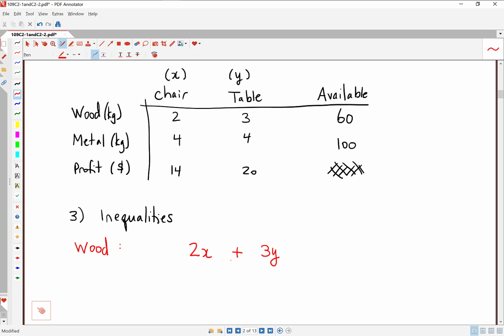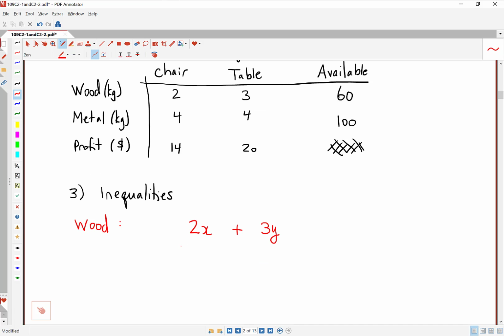And if we add those together, that's how much wood the company is going to be using each day. So I'm just going to write down some of the things I said here. This 2 is kilograms per chair. The X is the number of chairs. So if you multiply these together, what you get is a number of kilograms just coming from chairs. And in a similar way, this is the number of kilograms just coming from tables. So if you add them together, you have the total number of kilograms that the company is using each day.